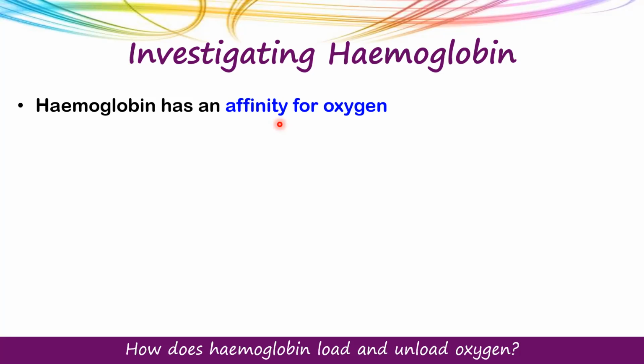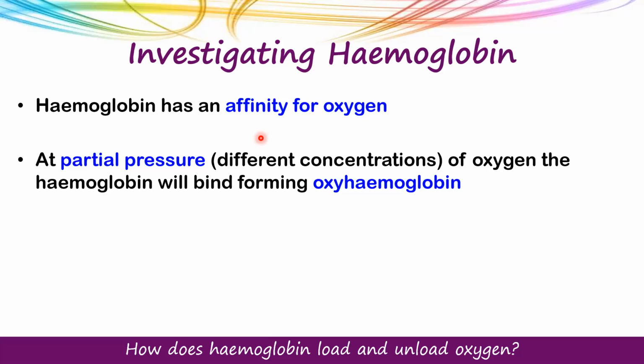So wherever there is more oxygen, hemoglobin will bind to it, right? So it has an affinity for oxygen, at partial pressure or different concentrations of oxygen. Now remember, these are two terms, but they actually mean the same thing. If you're talking about oxygen, this is a gas, so you can use the term partial pressure of oxygen, or you can use the term different concentrations of oxygen. So don't get confused, they mean the same thing, right?